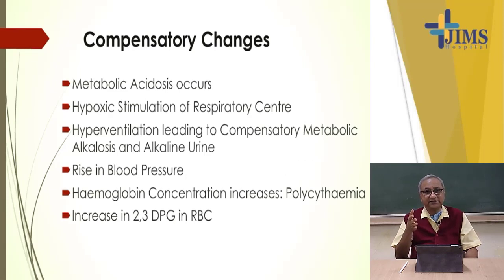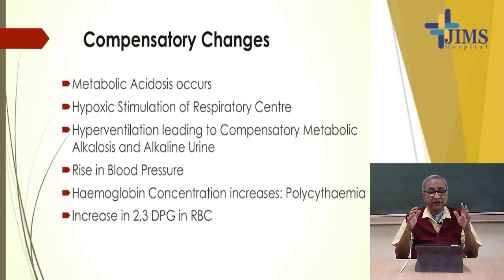So, we have already said that there is a metabolic acidosis because of the PO2 being low, CO2 being high. So, this hypoxia stimulates the respiratory center. What happens? Patients start hyperventilating, leading to compensatory metabolic alkalosis, which results in an alkaline urine. This resultant is an increase in blood pressure.